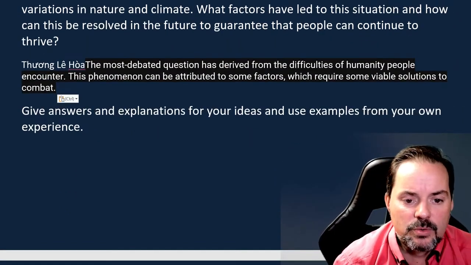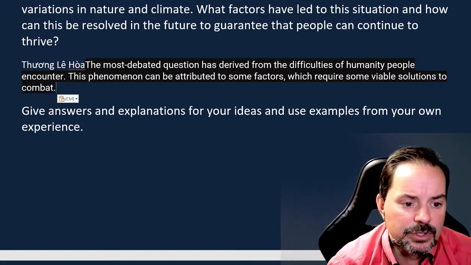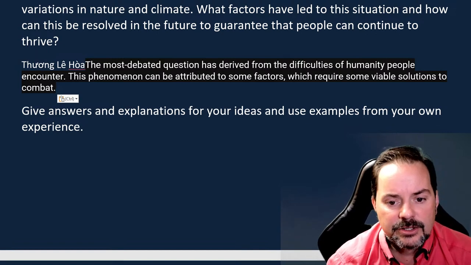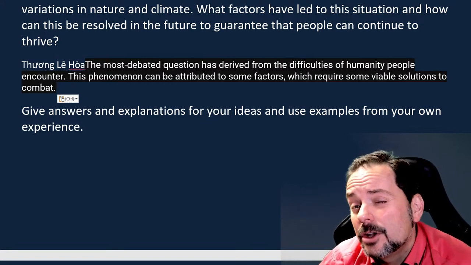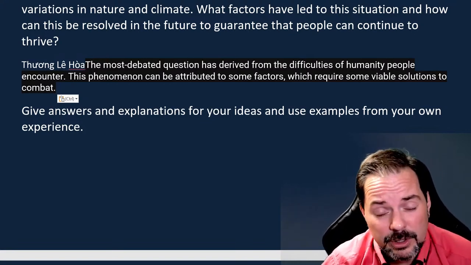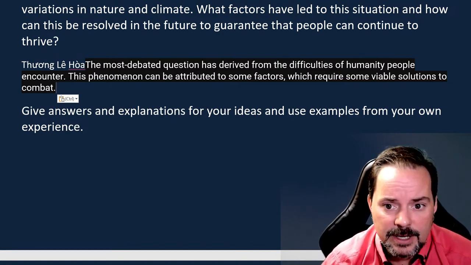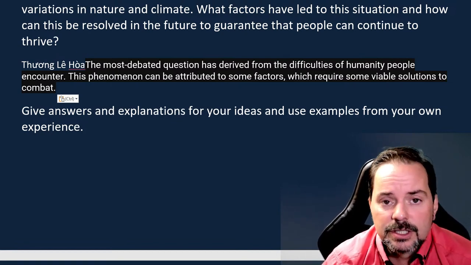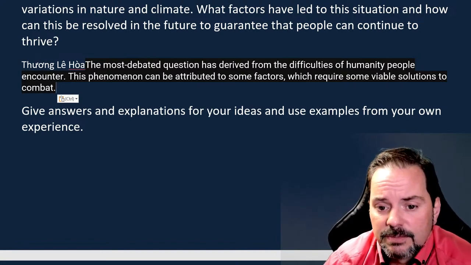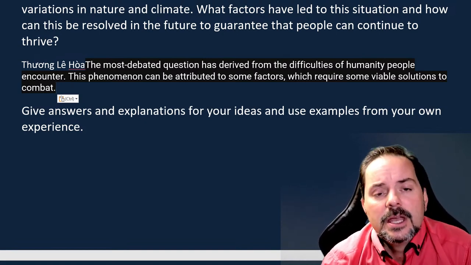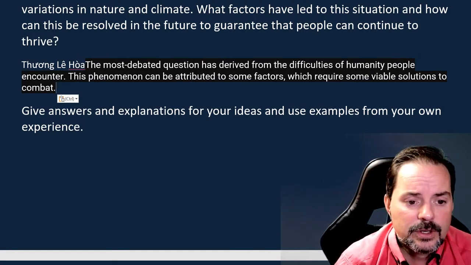The most debated question has derived from the difficulties of humanity people encounter. This phenomenon can be attributed to some factors which require some viable solutions to combat. Thuong, this is not a good paraphrase for one very important reason. You missed the subject. I cannot see where environmental change is mentioned in your paraphrasing. You missed the subject or the topic of this question. Be really careful about this, okay? And also, it's not a debated question. It's an agreed on topic, okay?